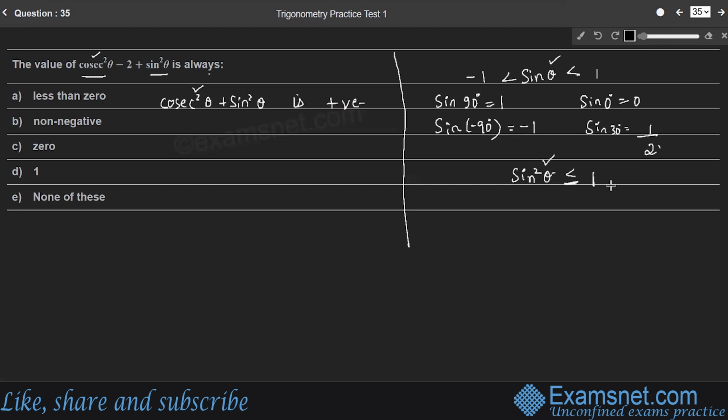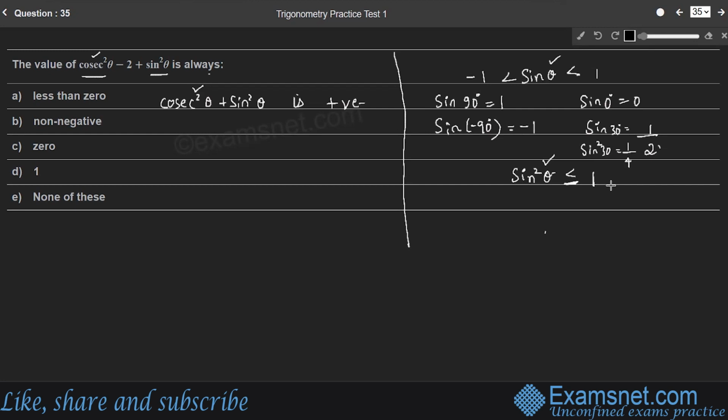It can be equal to or less than 1. Because if it is sine 30 degree, sine square 30 degree means (1/2) square, which is 1 by 4. Right? 1 by 4 is less than 1. Therefore, sine square theta is always less than or equal to 1.